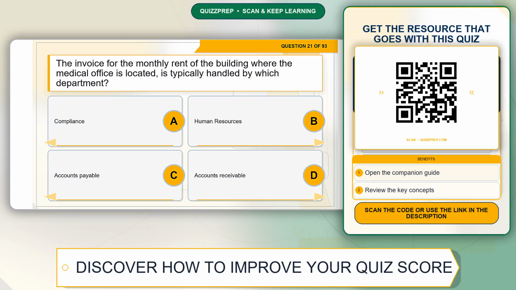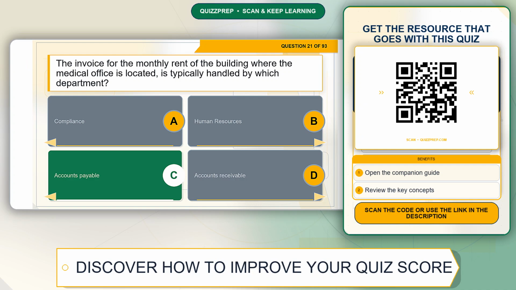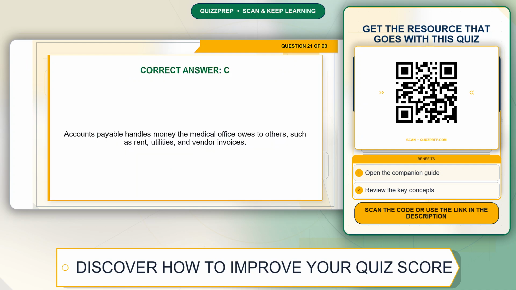Question 21. The invoice for the monthly rent of the building where the medical office is located is typically handled by which department? Option A, compliance. Option B, human resources. Option C, accounts payable. Option D, accounts receivable. The correct answer is option C, accounts payable. Explanation. Accounts payable handles money the medical office owes to others, such as rent, utilities, and vendor invoices.